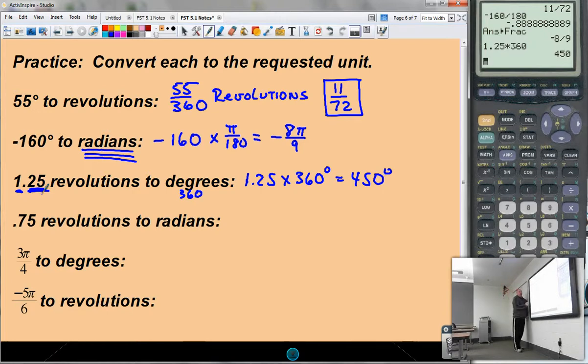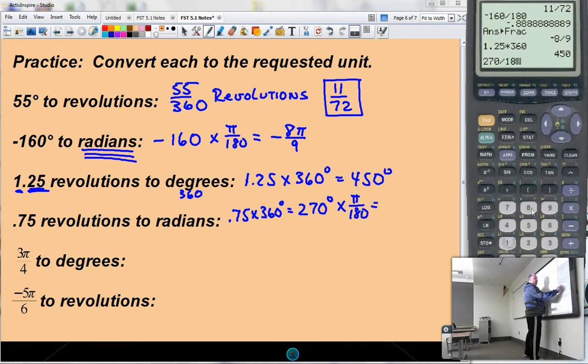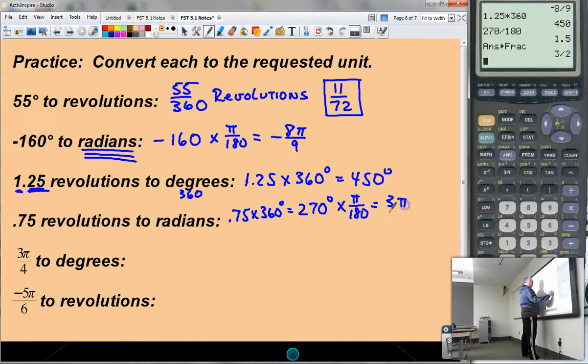Now, this is the one I'm talking about, going revolutions to radians. What I would do is I would take my revolutions times 360 to get my degrees. Now, 3/4 of 360 degrees is 270 degrees. So 0.75 revolutions is 270 degrees. Then to convert to radians, put pi on top. So multiply by pi over 180. And if I do that, I just take 270 divided by 180. Answer is 1.5. Convert to fraction. I end up with 3 pi over 2. You might as well get used to it. Usually when you give radians, you'll give it as a fraction with pi. Okay, in this case, an improper fraction.